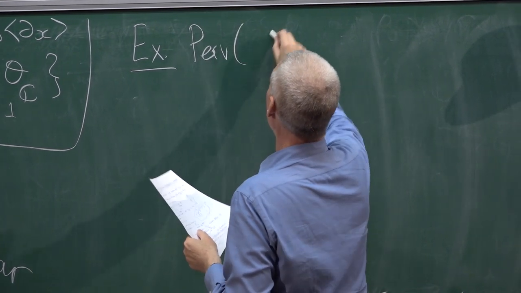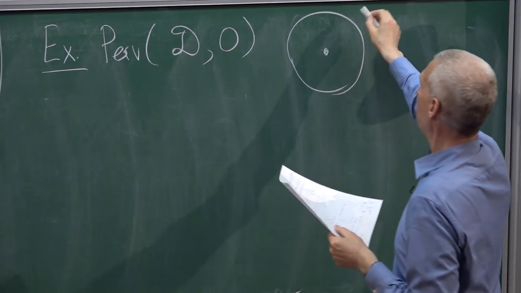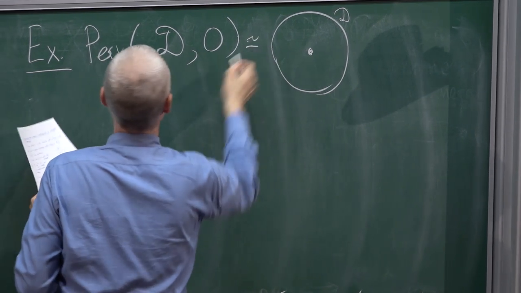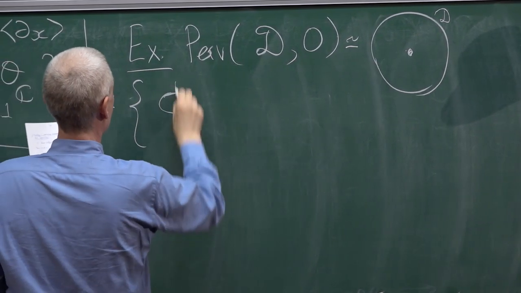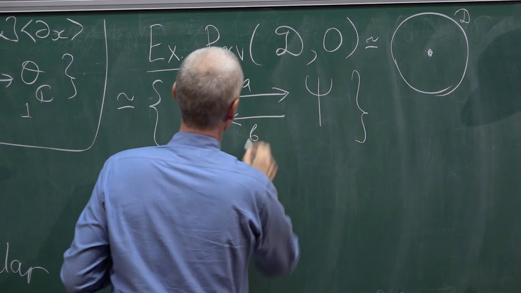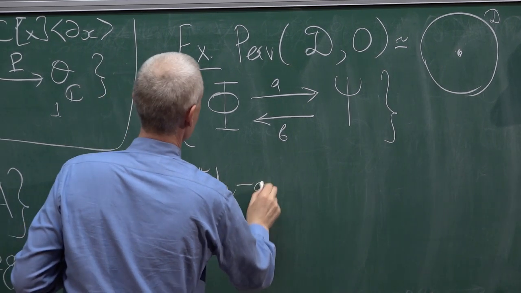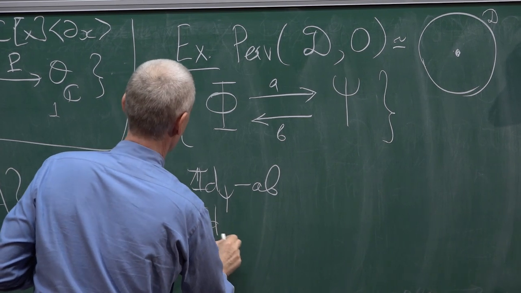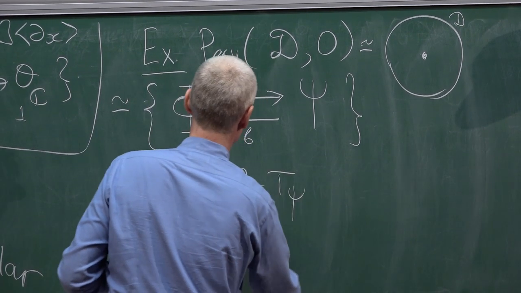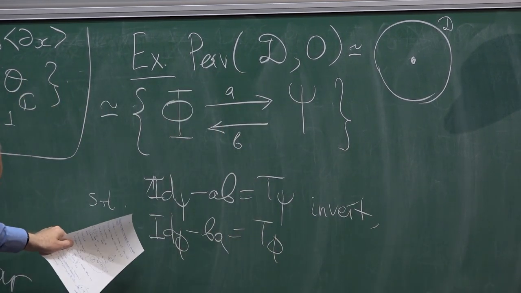The simplest situation when one can classify such objects is the category of perverse sheaves on a unit disk with one singularity at zero. So our surface is this, and the set A consists of one point. In this case, it is known to be equivalent to the category of diagrams consisting of two vector spaces, phi and psi, and two maps, A and B, such that identity on psi minus AB and identity on phi minus BA are invertible. It's called T psi, this is T phi, invertible. In fact, invertibility of one implies invertibility of the other.